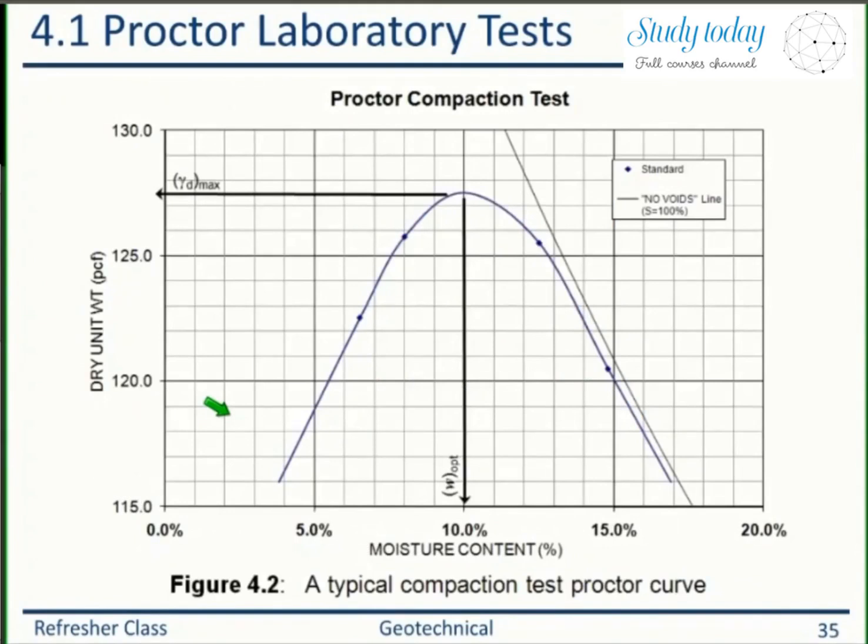Whenever you are given a Proctor curve, it could be standard Proctor or modified Proctor, you always receive the gamma D max and the corresponding optimum moisture content. In the text, they may not tell you gamma D max is this, optimum moisture content is this. But if you need those values, the Proctor curve will give you. So whenever a Proctor curve is presented to you in an exam, you should know that gamma D max and the corresponding optimum moisture content are also given to you. Okay.